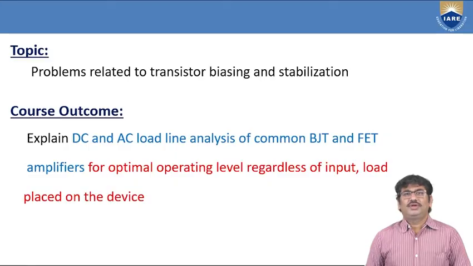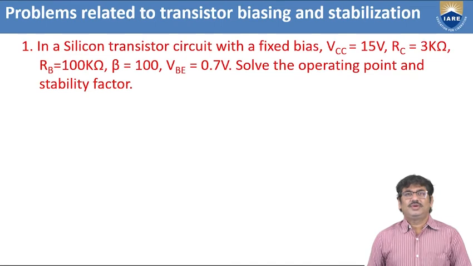The course outcome for today's class is to explain DC and AC load line analysis for common BJT and FET amplifiers for optimal operating level regardless of input load resistance of the device. First, we'll see the first problem.